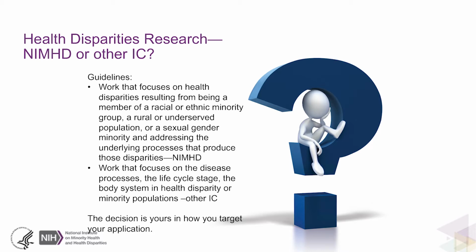But all ICs at the NIH are required to support health disparities research. So work that focuses on the disease processes, the life cycle stage, the body system in a health disparity or minority population may also be of interest to them, and may be actually of more interest to them and more appropriate to them depending on the focus. So you really need to speak with program officers from the various ICs who will be appropriate for your application. The decision is yours in how to target your application.